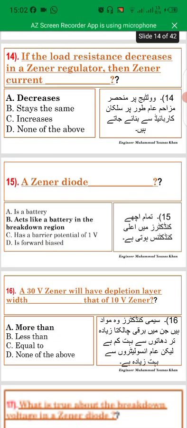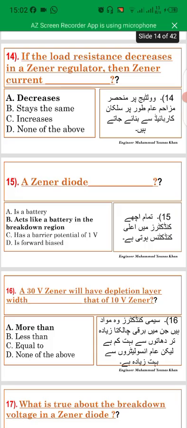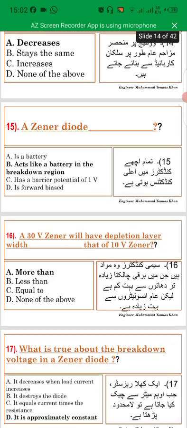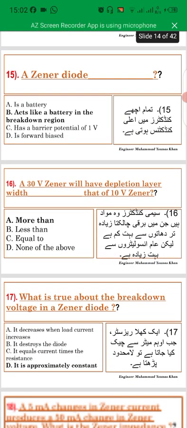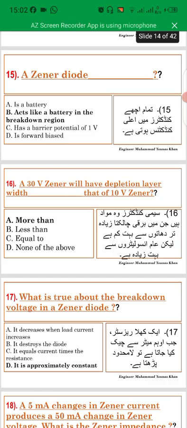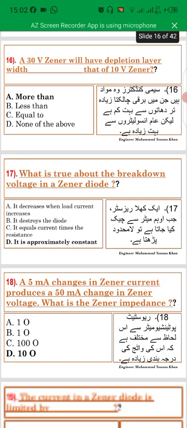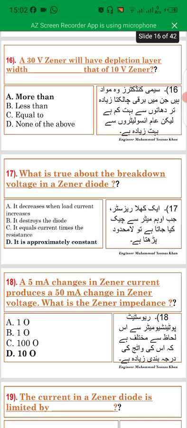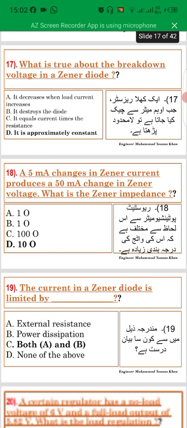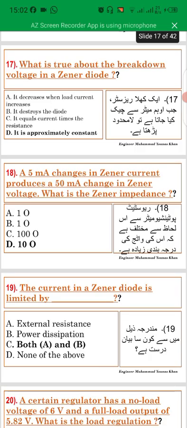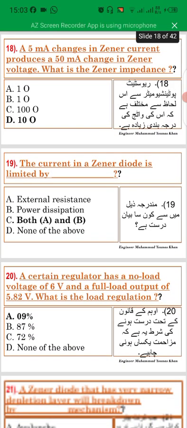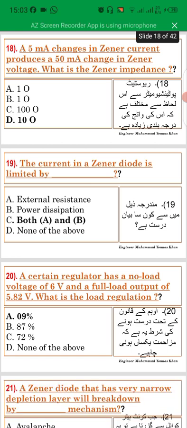If the load resistance decreases in a zener regulator, then zener current decreases. A zener diode acts like a battery in the breakdown region. A 30 volt zener will have depletion layer width more than that of 10 volt zener. What is true about the breakdown voltage in a zener diode? It is approximately constant.